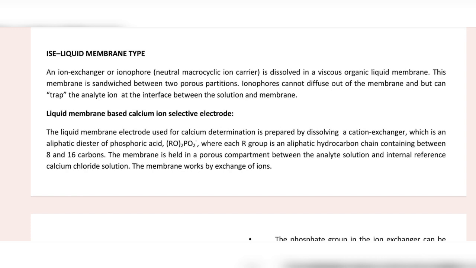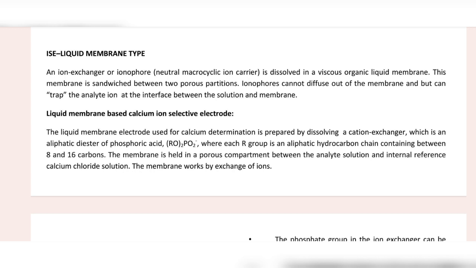Next type of electrode is the liquid membrane type ion selective electrode. Here the ion exchanger, also known as an ionophore, is made up of a neutral macrocyclic ion carrier, which is dissolved in a viscous organic liquid. So it forms an organic liquid membrane.